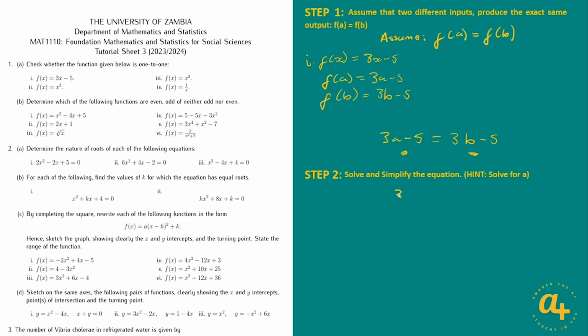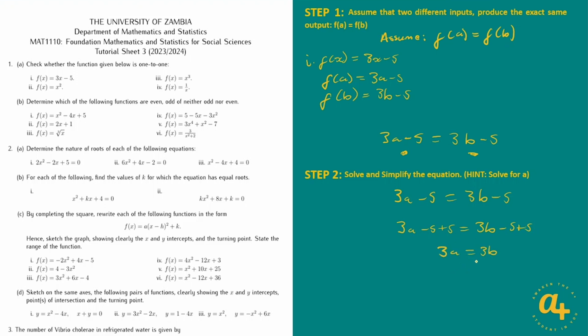We are going to have 3a minus 5 is equal to 3b minus 5. Now the first thing that we need to do is to get rid of negative 5 on both sides. To do that, we are going to add 5 on both sides. So we're going to have 3a minus 5 plus 5 is equal to 3b minus 5 plus 5. The 5's cancel each other out, therefore we're going to be left with 3a is equal to 3b.